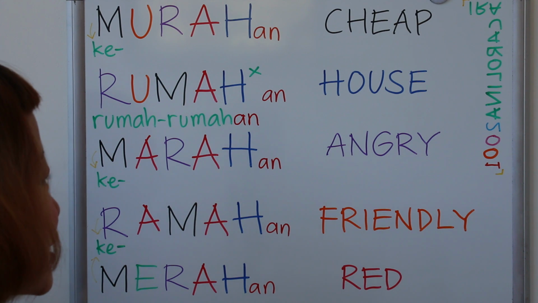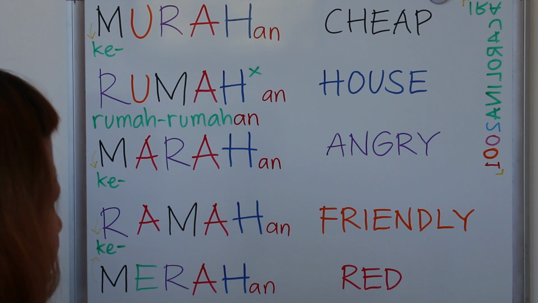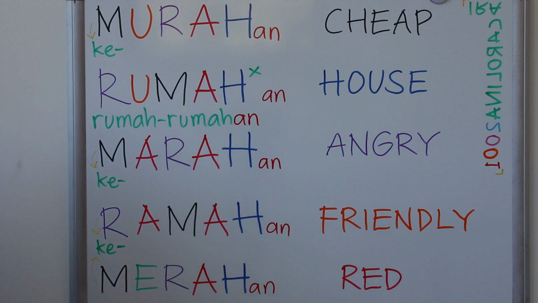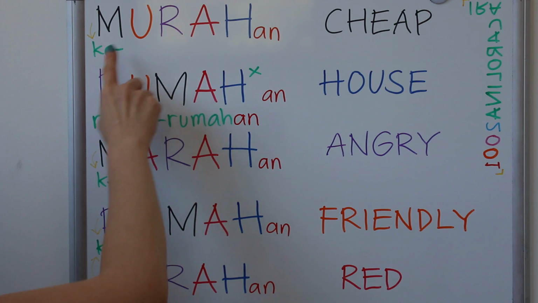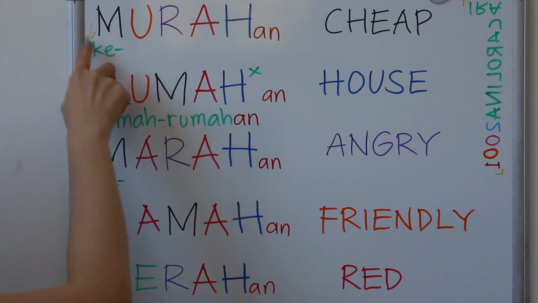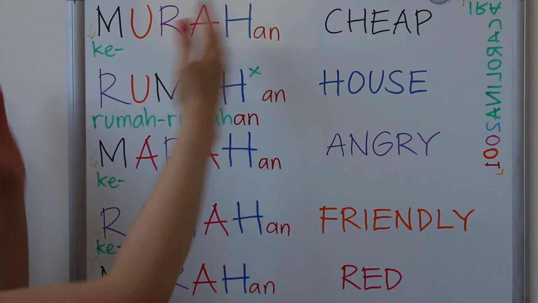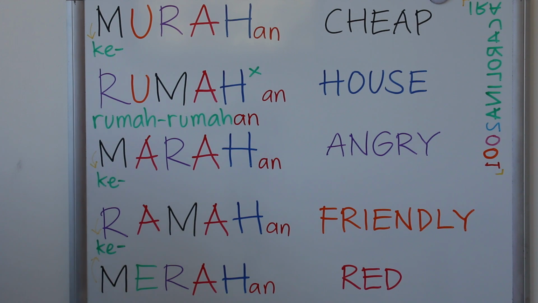Today we learn Indonesian, or Bahasa Indonesia. The last part about these words. And now we add prefix, also suffix. Kemurahan. This is prefix, so you will put it together into one word.